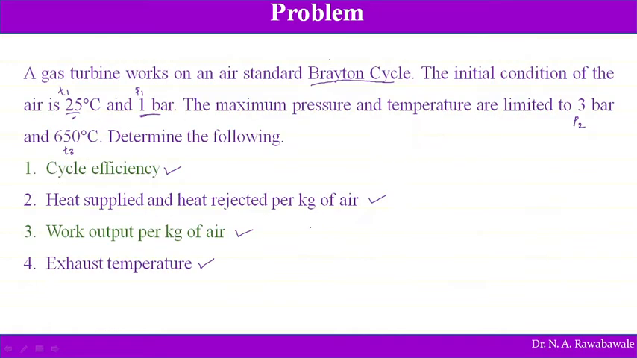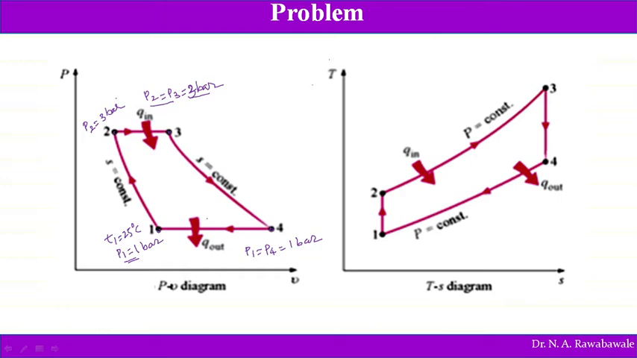One more condition is given. The maximum temperature is 650 degrees Celsius. So on the TS diagram, if we see, the point T3 is at the highest distance from the x-axis. That is, the temperature at point 3 is 650 degrees Celsius.